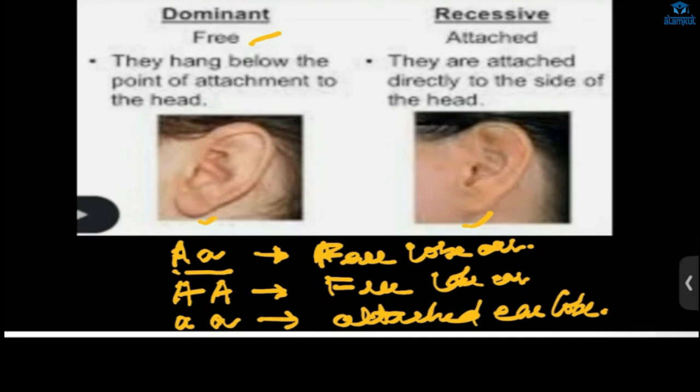Hey, Shazan, why are you looking there? Okay. Got it, Shazan? What did you understand by this? Ma'am, if the mother has this trait and the father does not have the dominant trait, then the child will have the dominant one. And if both father and mother have the dominant trait, then the child will also have the dominant. And if both have the attached one, then the child will also have the attached one. Got it, right?